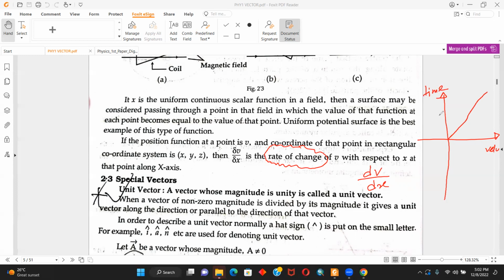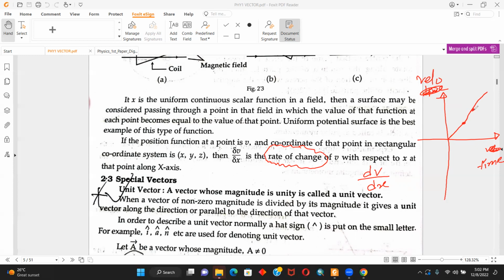What did I draw? Velocity, time. Time is independent, right? Sorry, velocity in this direction and time in this direction, because time is the independent variable, right? Okay.